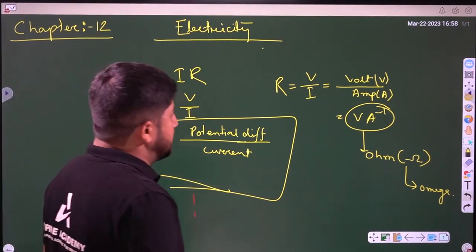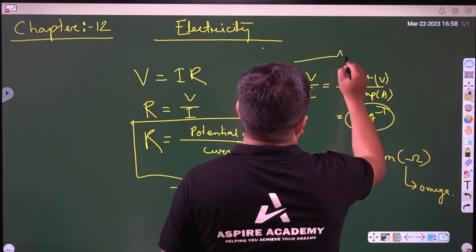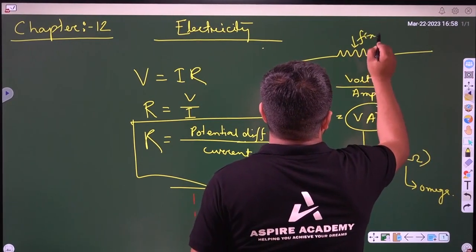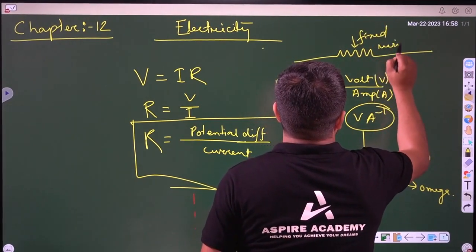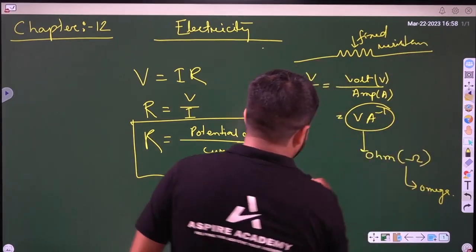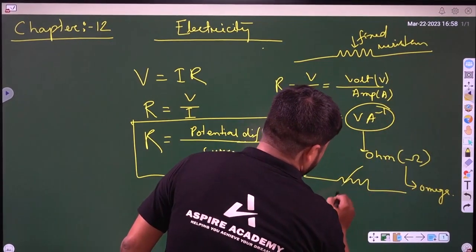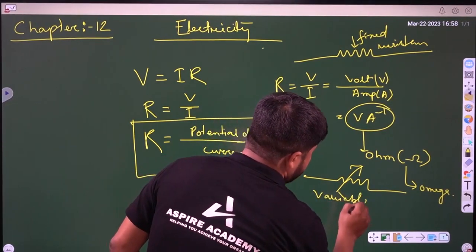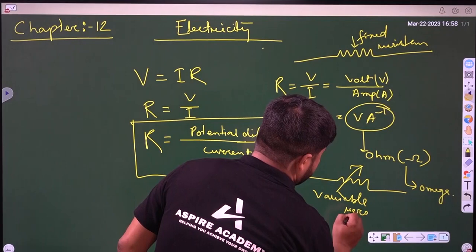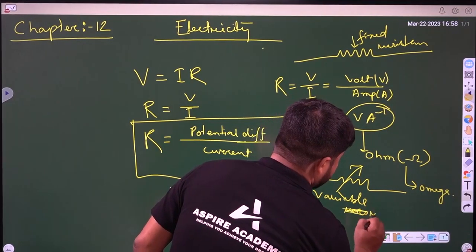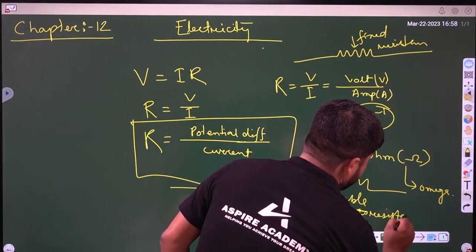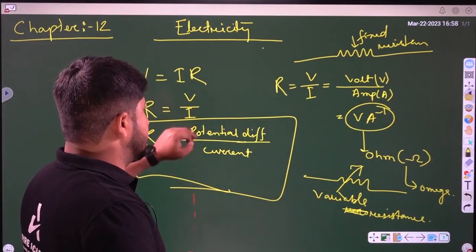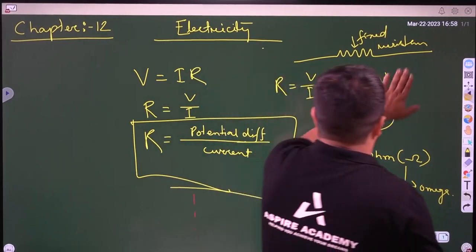This is all about resistance, and resistances look like that. This is a fixed resistance. This type is called fixed resistance. And this is called variable resistance. This is all about resistance offered by the body.